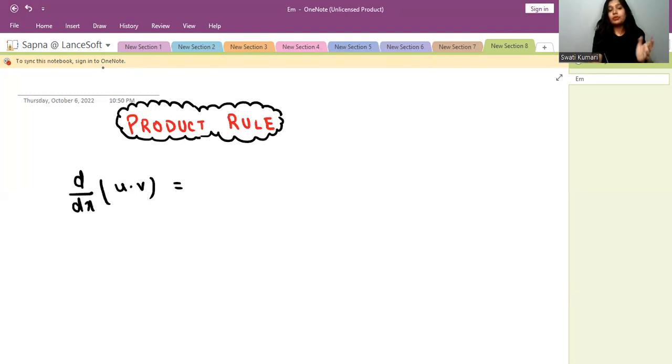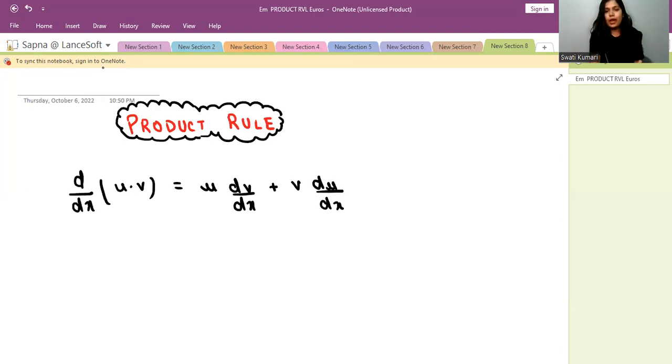So here I'm keeping first u constant and doing the derivative of the second function. So this will become dv dx, okay? And plus, okay, because that's the formula, we are now going to keep the second function constant, which is v, and we are going to do the derivative of the first function, which is du dx.